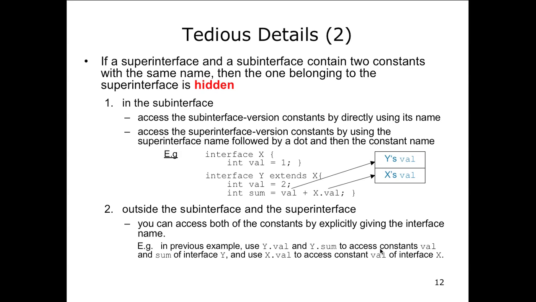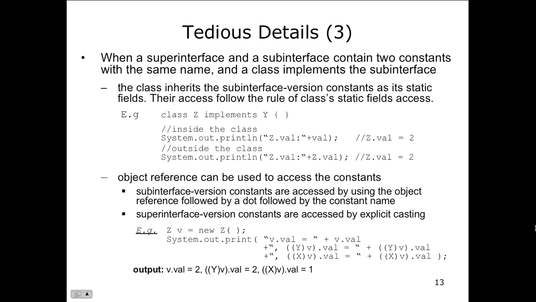So outside the interfaces and the sub-interfaces, you can get at it through the name. Here's an example. Actually, this is just describing what I described a few minutes ago in terms of X and Y. When the super interface and a sub-interface contain two constants with the same name, and the class implements the sub-interface, the class inherits the sub-interface version of the constants as its static fields. Their access follows the rule of the class's static fields access.